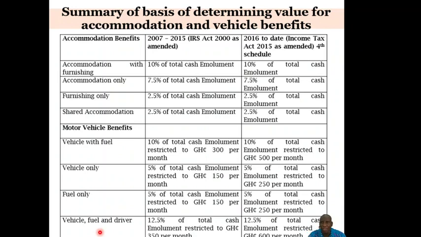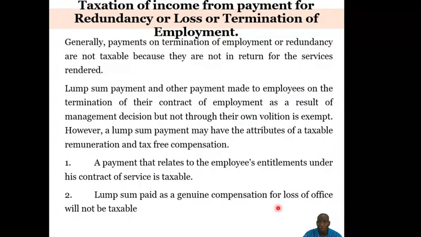Chauffeur-driven vehicle. In that case, it's going to be 12.5% of the total cash emolument, but the restricted figure is what? 600 per month. So this is how we calculate the vehicle benefit as well.